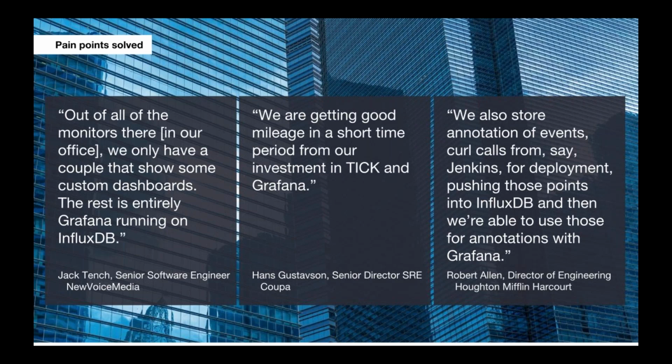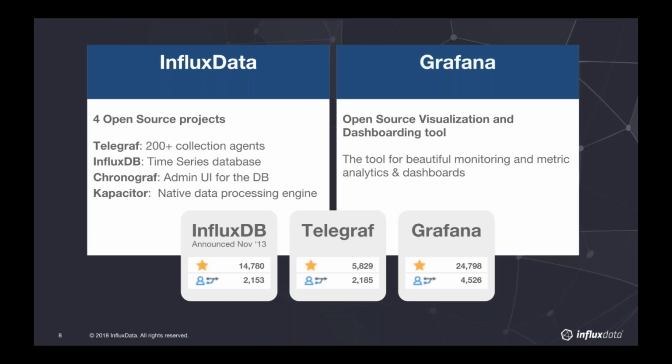So, three great use cases of these joint open source projects working together. So very quickly, Influx Data has 4 open source projects. We have Telegraf, which is our collector agents. The majority of them have been created by the community.